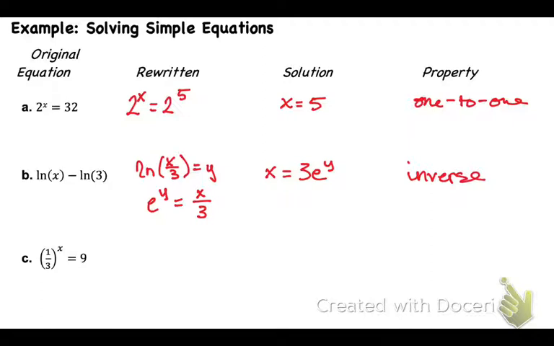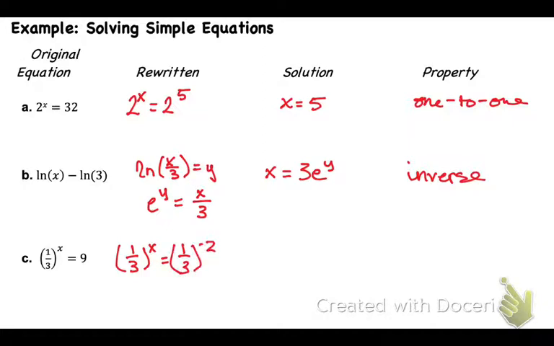Okay, (1/3) to the x equals 9. I wonder if that was supposed to be an equal on the last one. Find the same base. (1/3) to the negative 3? Um, no. (1/3) to the negative 2. (1/3) to the x equals (1/3) to the negative 2.